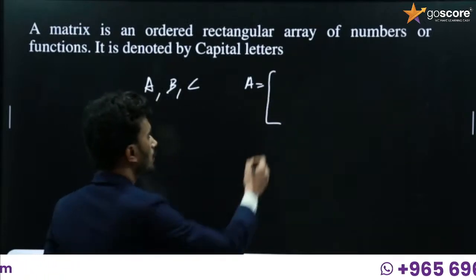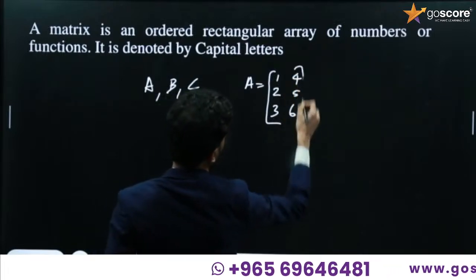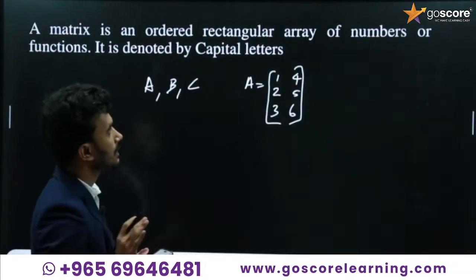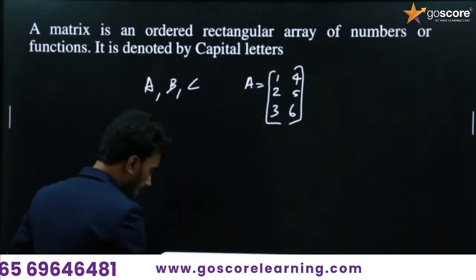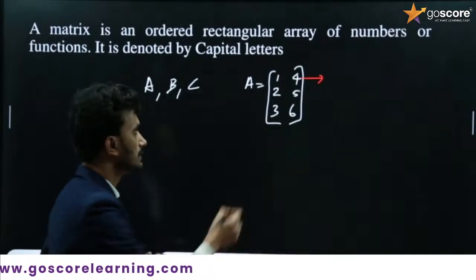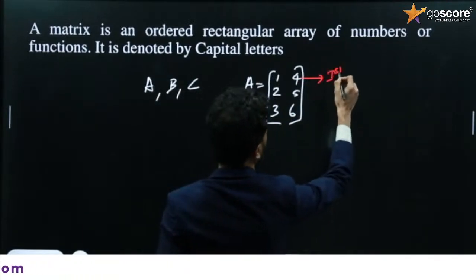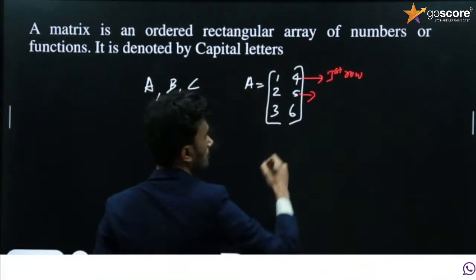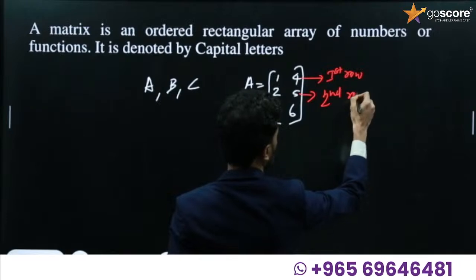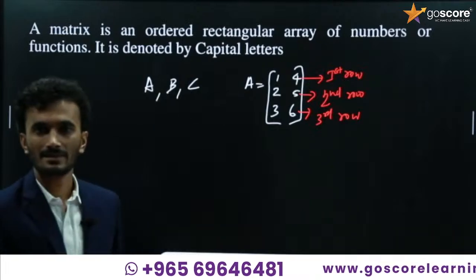A is equal to 1, 2, 3, then here 4, 5, 6. So this is an example for a matrix. You can see this 1, 4 is called the first row. Then which one is the second row? 2, 5 is the second row. Then the third row, which one is the third row? This 3, 6 is the third row.